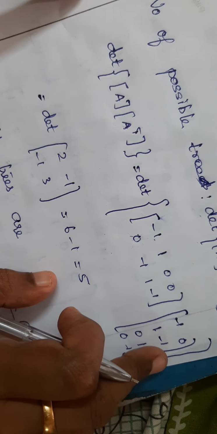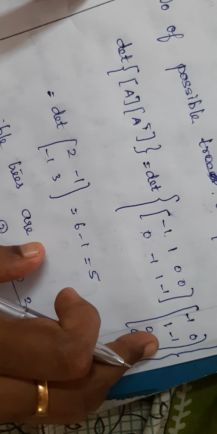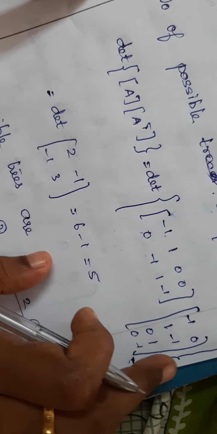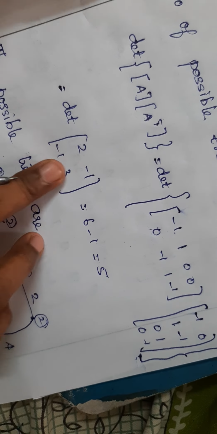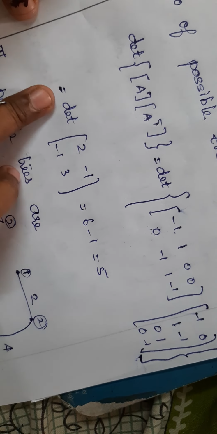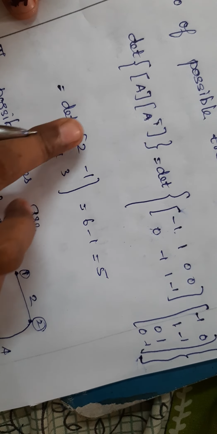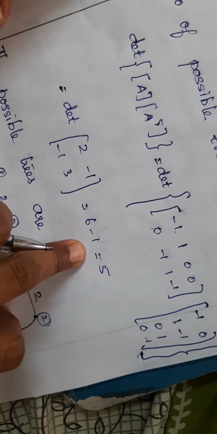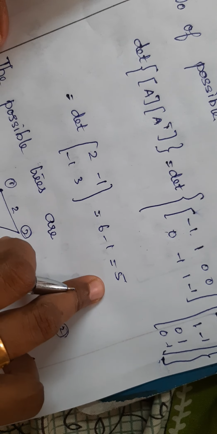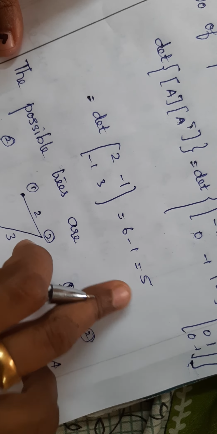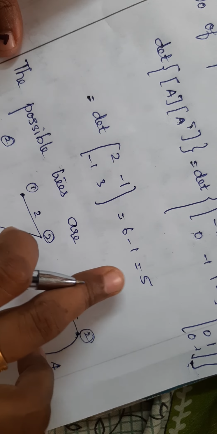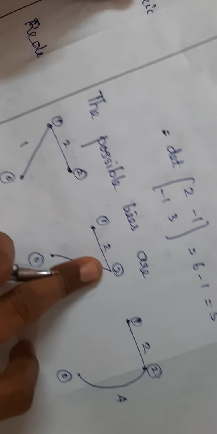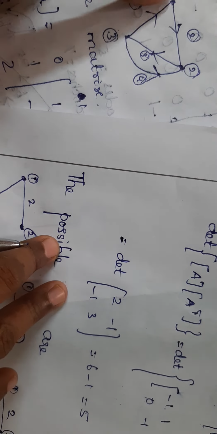And next value here, 0 into 0, 0, minus 1 into minus 1, plus 1, 1 into 1, 1, minus 1 into minus 1, 1. So totally 1 plus 1 plus 1, 3 value here. So determinant: 2 into 3, minus of minus 1 into minus 1. Cross 2 3s are 6 and minus 1 minus 1 is plus 1, that is minus 1. So what is the value? 5. So how many trees you can form from the given graph means totally you can form 5 trees. So possible trees are 5.